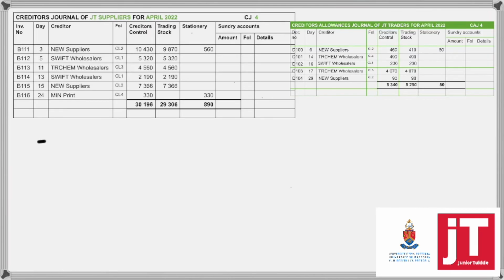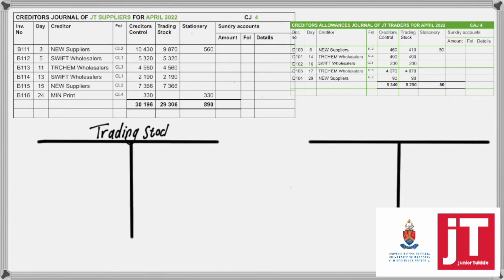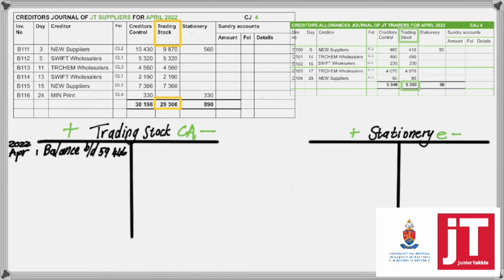Then we continue to the other ledger accounts, trading stock and stationery. Trading stock is a current asset, stationery is an expense. Now, when we post to the trading stock account, yet again, I look for the trading stock column. So the trading stock column is the 29,308. But before I can post from there, I need to put in the opening balances that I'll find from the list of balances in the beginning of the activity.